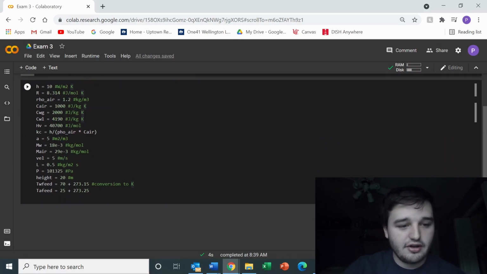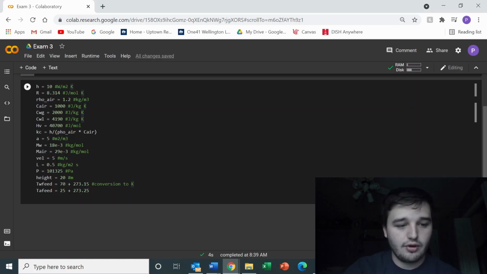Our specific area is going to be 5, in meters squared per meter cubed. And then we have the molecular weight of water, which is going to be 18 times 10 to the negative third, in kilograms per mole, not grams per mole. And then the molecular weight of air, which is 29 times 10 to the negative third, in kilograms per mole because we're working with kilograms, not grams. And then we have the velocity, which is how fast the feed is coming in, and that's going to be 5 meters per second.